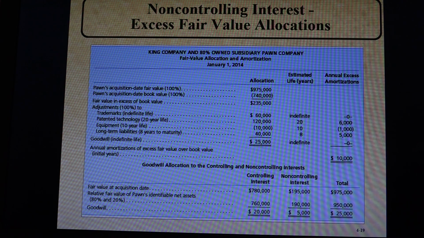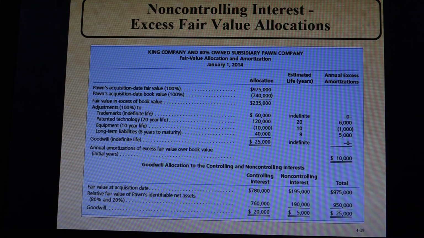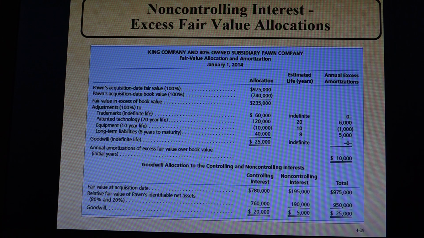Note here at the bottom how we allocate the goodwill. Very simple. 25,000, 80% of that goes to the controlling interest, and the other 20%, or $5,000, simply goes to the non-controlling interest.